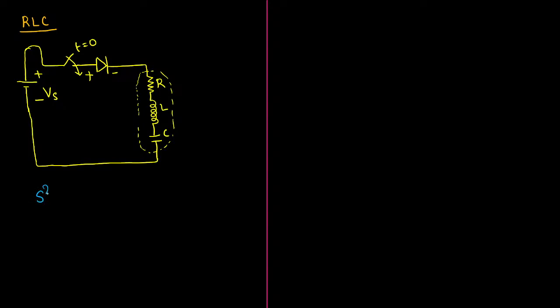If you write down the second order characteristic equation, it will give you s square plus R by L into s plus 1 by LC equal to 0. This is the second order characteristic equation that we observe for the RLC circuit. We cannot directly analyze this.